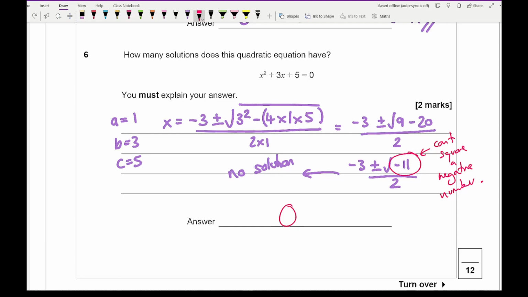You could also go along the lines of trying to find the minimum point and see that the minimum point is going to be above the x-axis, so therefore there are no solutions. You could also say that it's not going to cross the x-axis, but again you'll need to show evidence of that, because again it does say that you must explain your answer.